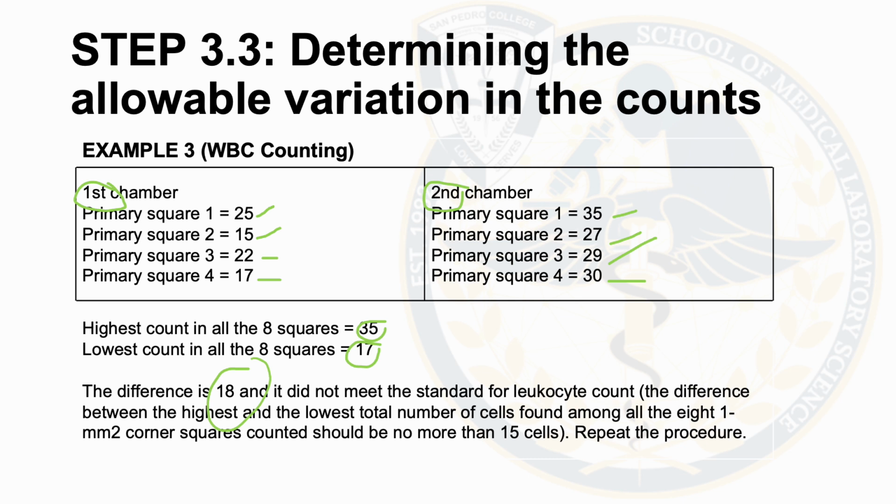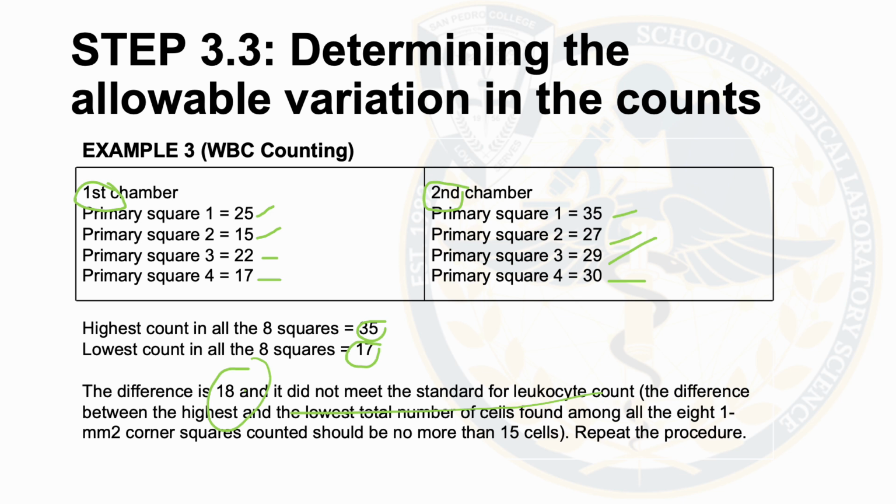Oh, WBC. Anong sabi natin? Pag WBC, ano daw ang kanyang difference from the highest to the lowest count? Diba sabi doon 15? So, as you can see, 18 is more than 15. Okay? It did not meet the standard leukocyte count. The difference between the highest and the lowest total number of cells found among all the 8 1 millimeter corner squares counted should not be more than 15 cells. So, ito, 18 ang difference nila.